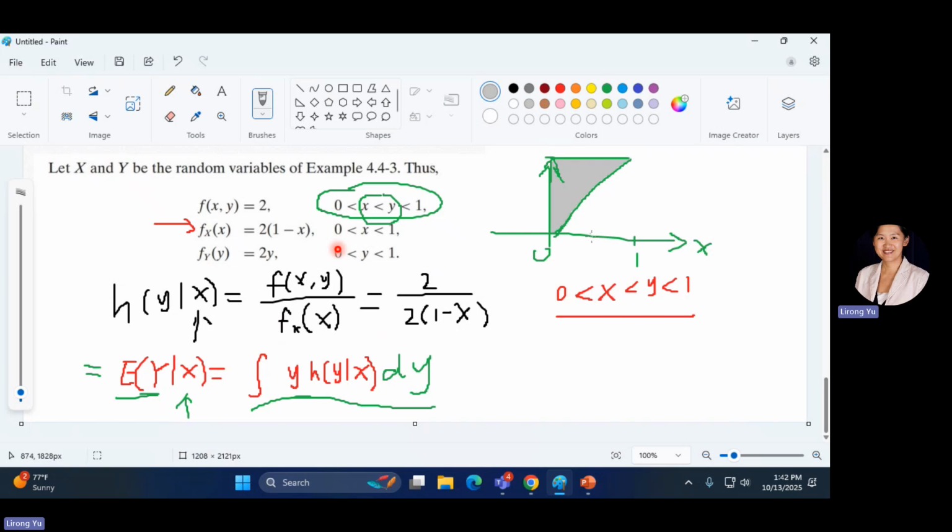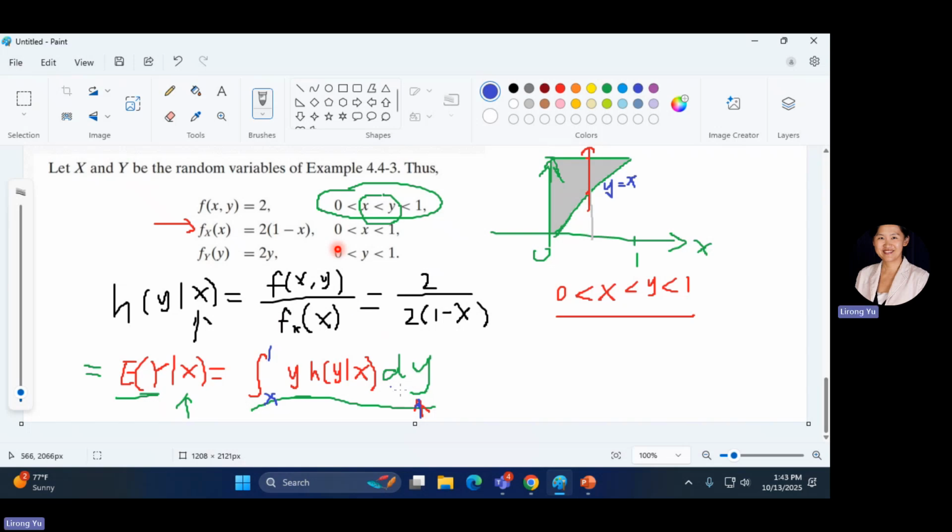So when we're integrating for any given x value, we try to find the proper boundary for the y value. The integration boundary is lower limit to the upper limit. Upper limit is one. Lower limit is on this line, y equal to x, so the boundary for the y value is x. So we integrate from x to 1. Are we okay?